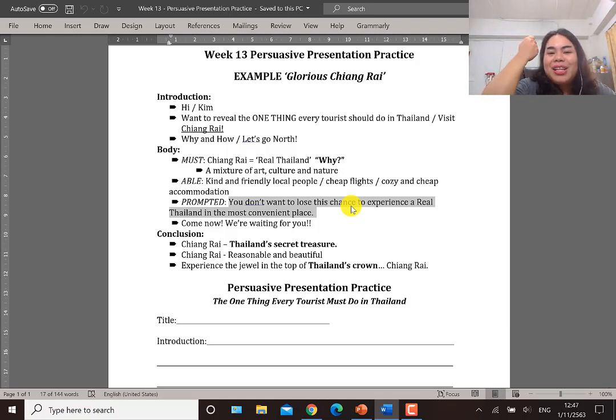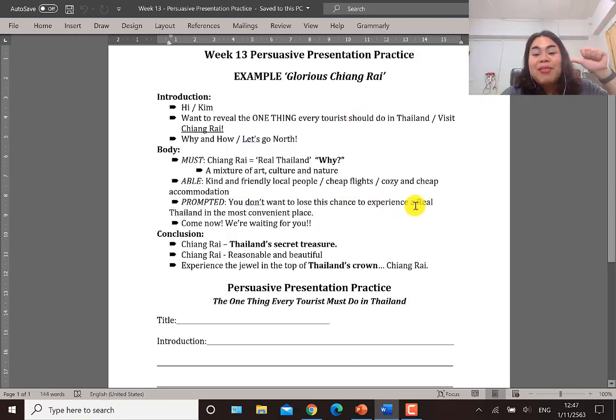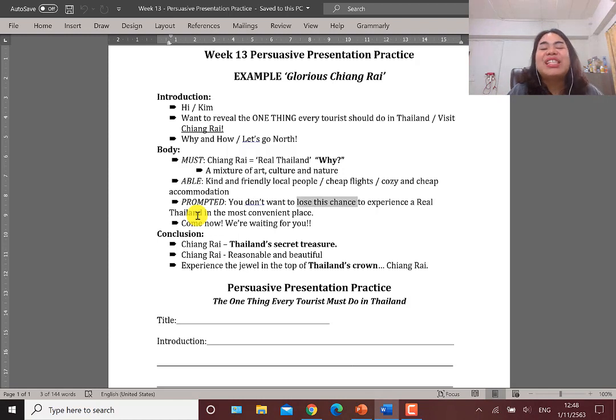So prompted, drive that point. Again, emphasize. Experience real Thailand, see? Most convenient place, easy to go to. And then lose this chance. Why? Convince them like this. Maybe prompted, right? What if COVID-19 comes out again and we have to go on lockdown the second time? Travel now. Use your holiday. Use your leave of absence. Use any vacation days you have. Travel now before we go on a lockdown again and you don't have a chance. If COVID comes again, you don't get to travel. See? Don't lose the chance.